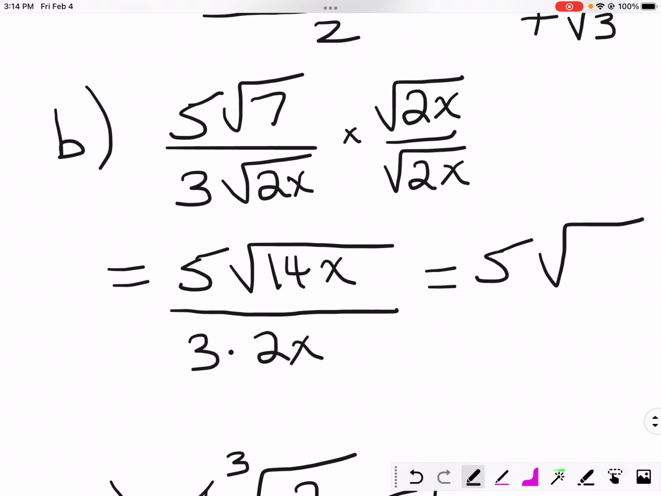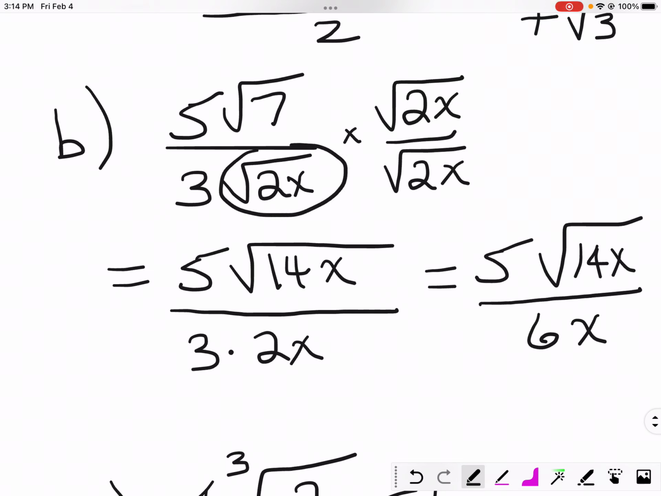Top stays the same. Bottom is 6x, and we're done. The bottom line is we're multiplying by that in order to change it into a non-radical.